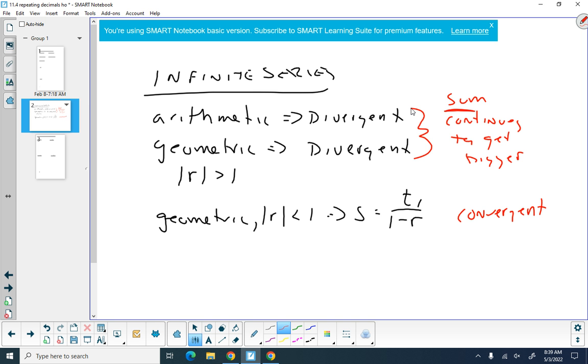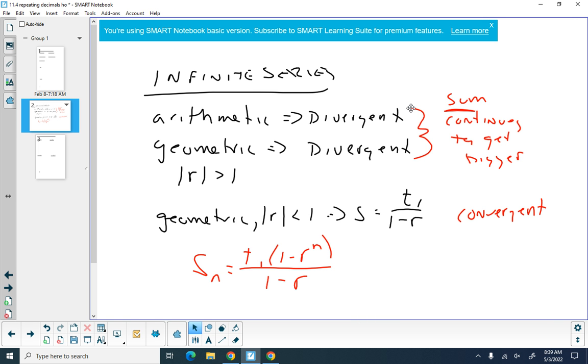But if the absolute value of the ratio is smaller than the value 1, this converges on a specific number. And as we talked about yesterday, when we're talking about the geometric sum, n is your term number, and n will continue to get bigger and bigger and bigger.